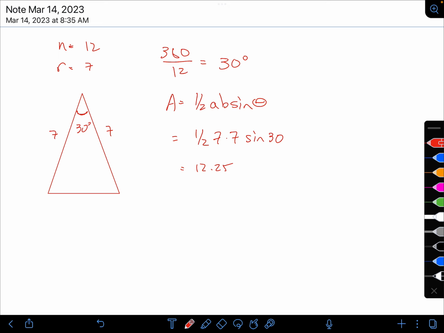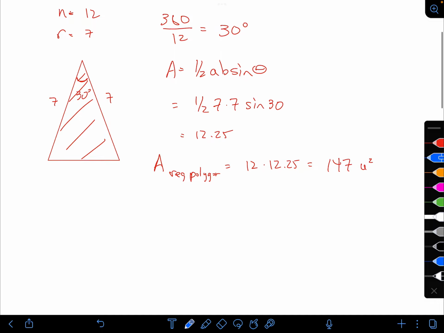Okay, so that's the area of this triangle, but that's not the question. The question is, what's the area of the polygon? Well, I know that polygon would be made up of 12 of these triangles. So I would take 12 times 12.25 to get the area of the total polygon to be 147 units squared. Okay, hopefully that makes sense.